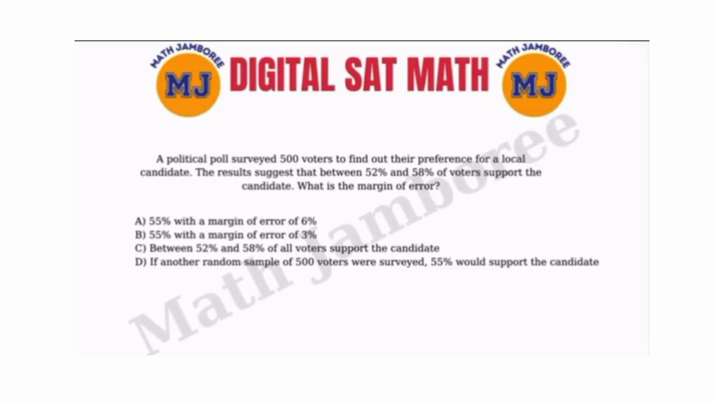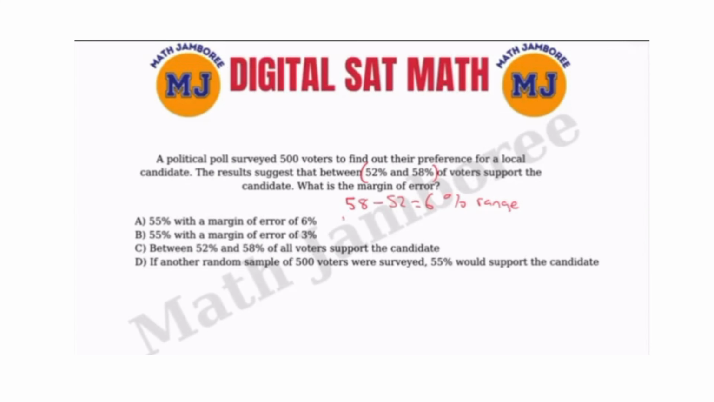Now, we haven't got any midpoint given, so we have to find it out ourselves. First of all, we have to find the range by these two numbers because they're the most important in this text. Finding out the range is subtracting the biggest number by the smallest number, so 58 minus 52 is equal to 6 percent. That is the range.